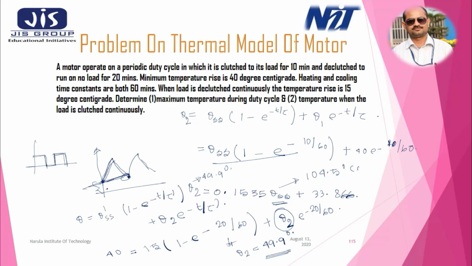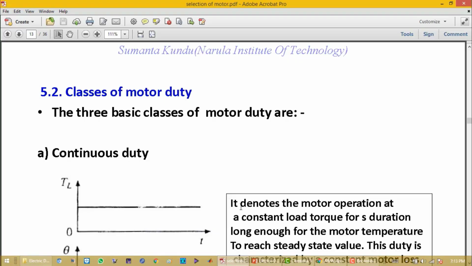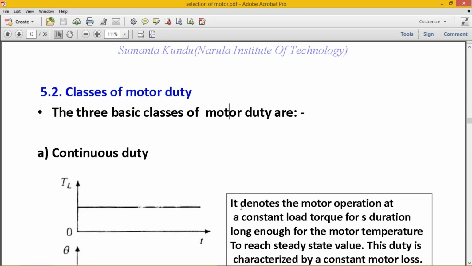Now we have discussed in our lecture number 2 the different classes of motor duty. We will just recapitulate the different duty cycles, and then we will move to the determination of motor rating for different duty loads, that is continuous duty, fluctuating duty, short time duty, and intermittent duty. So now, classes of motor duty.